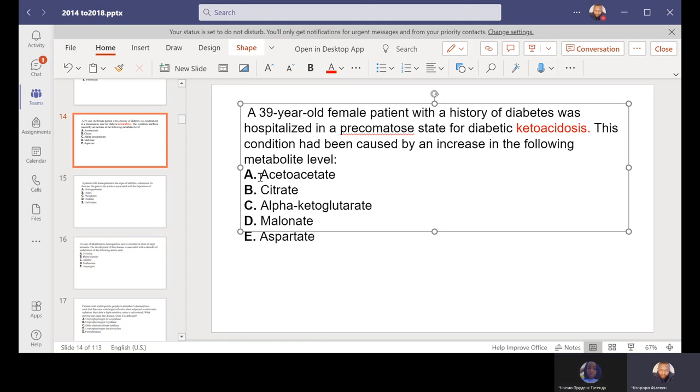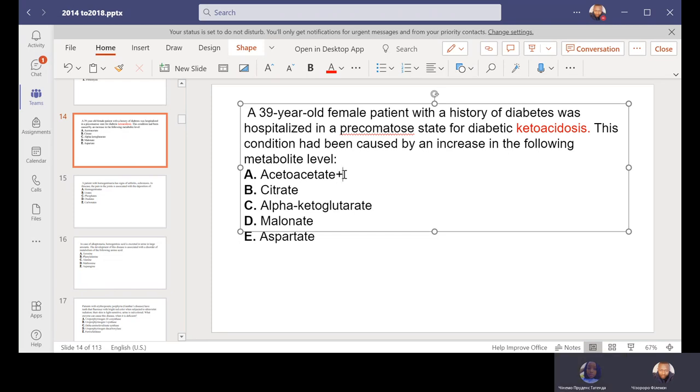So the ketone bodies, the first one here is called acetoacetate, right? The pathway begins in the following way: acetyl-CoA combines with acetyl-CoA to form acetoacetyl-CoA, right? And then that one will be acted upon by HMG-CoA. At the end, you have ketone bodies. The first one is called beta hydroxybutyric acid.